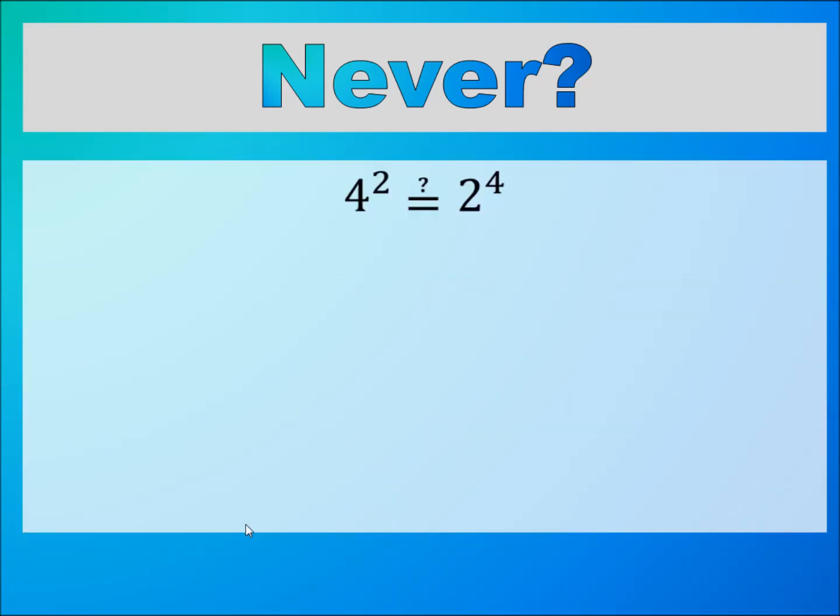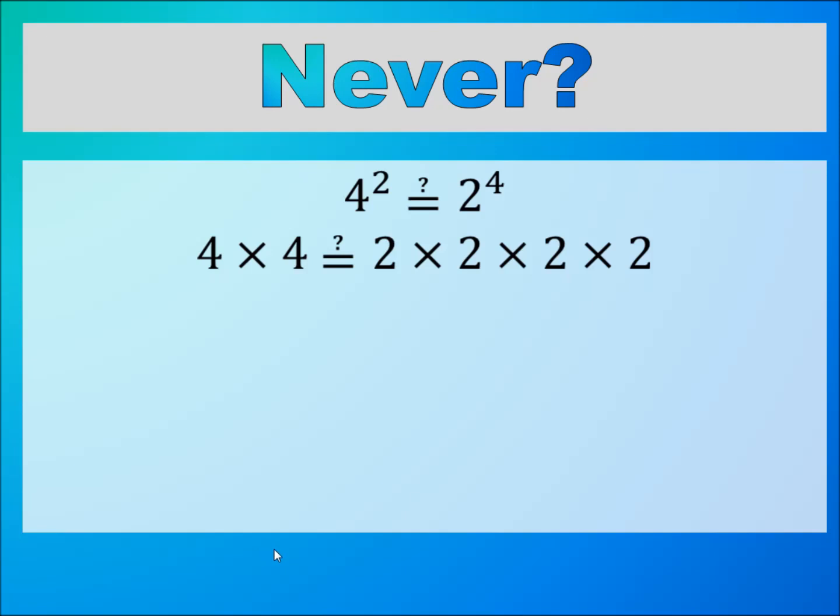So we know that a to the b does not always equal b to the a. But does it never happen where a and b are different numbers? Let's consider the following. We have 4 squared, and we want to know if it's equal to 2 to the 4th. 4 squared is equal to 4 times 4, you have 2 fours. We are using repeating multiplication. 2 to the 4th is equal to 2 times 2 times 2 times 2. We are using repeating multiplication.